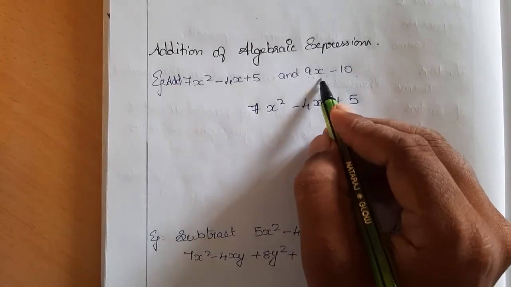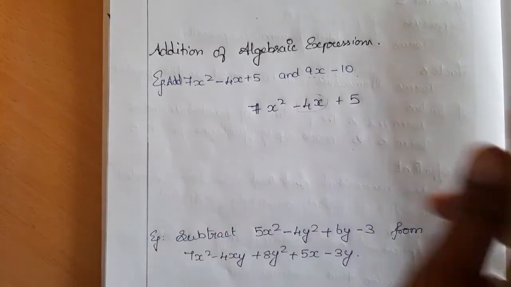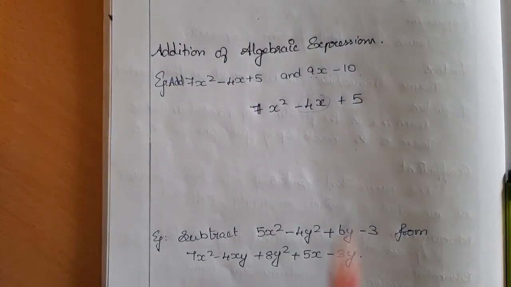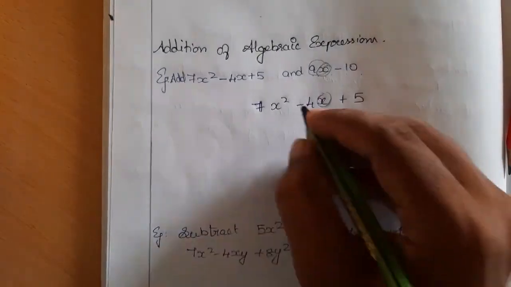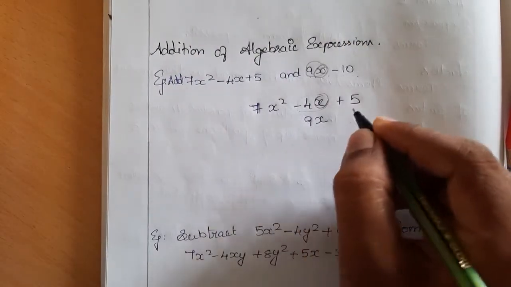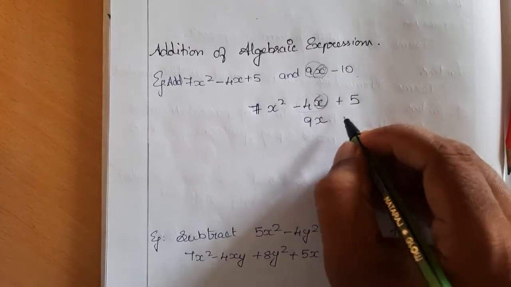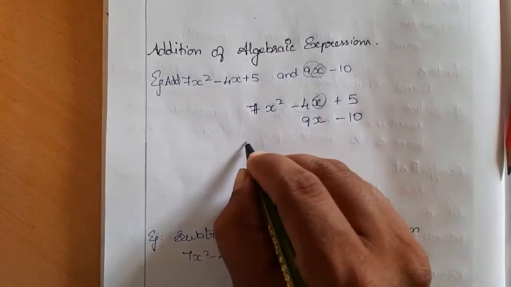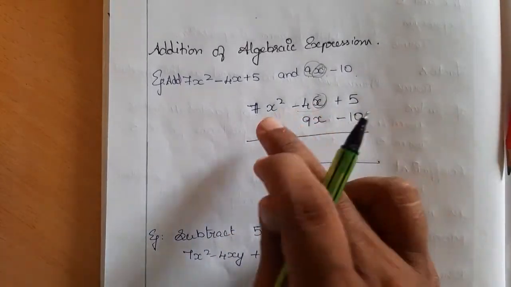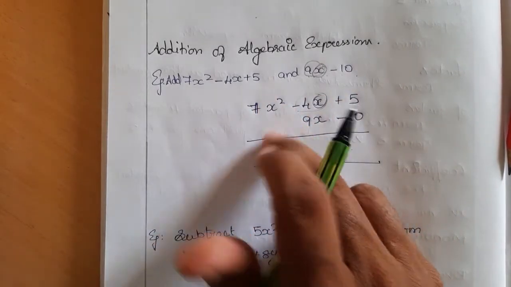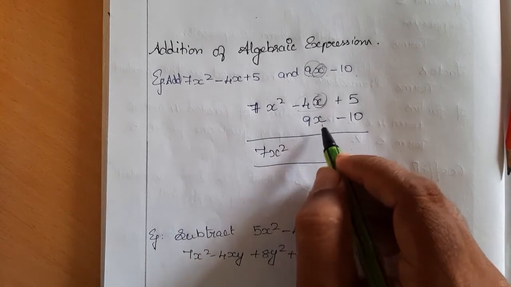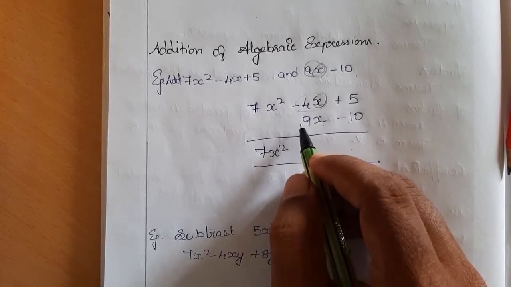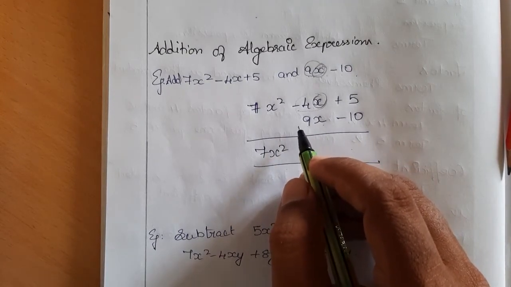So 9x and minus 4x are the like terms, right? Write x below x, so it will be easy to add. The constants also you write as they are. So now we can add. Where nothing is there, you have to consider 0, and if we add, we get the same 7x square and minus 4x plus 9x.